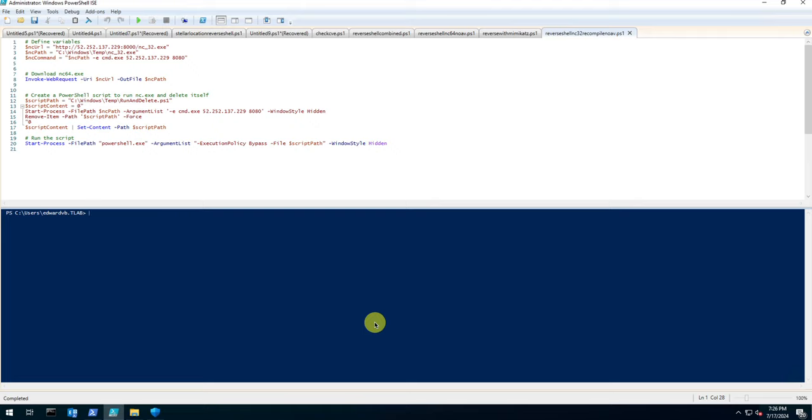Just to get formalities out the way, this is my own personal lab. I have permission to hack it, to make changes to the system, etc. Please do the same in your labs. Do not do this against anything that is unethical or unauthorized.